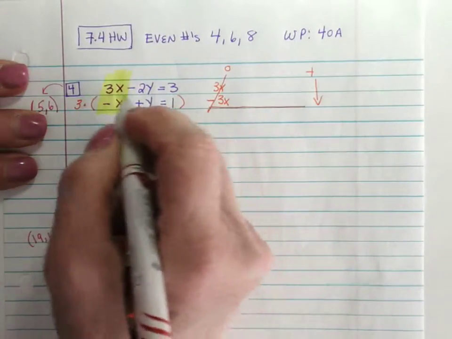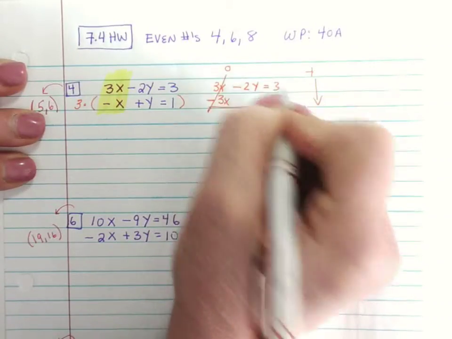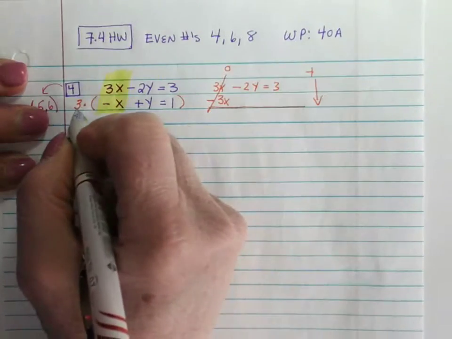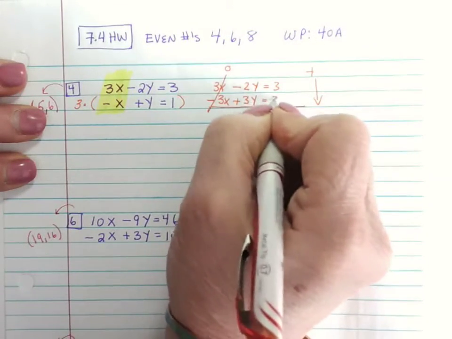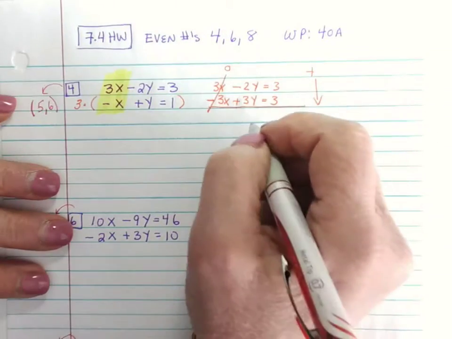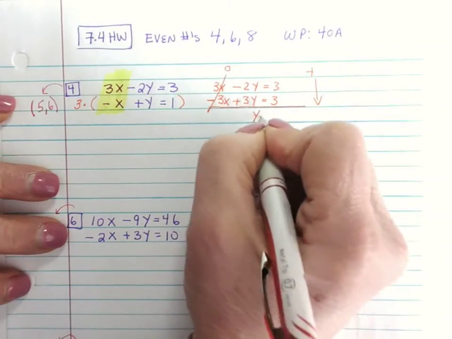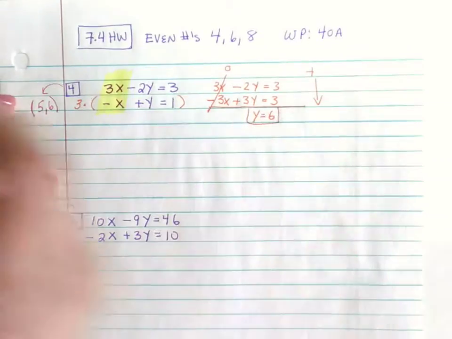So then I don't have to do anything to the top equation: minus 2y equals 3. I multiply this by 3, plus 3y equals 3. When I add down, this was so easy for you. y is equal to 6.